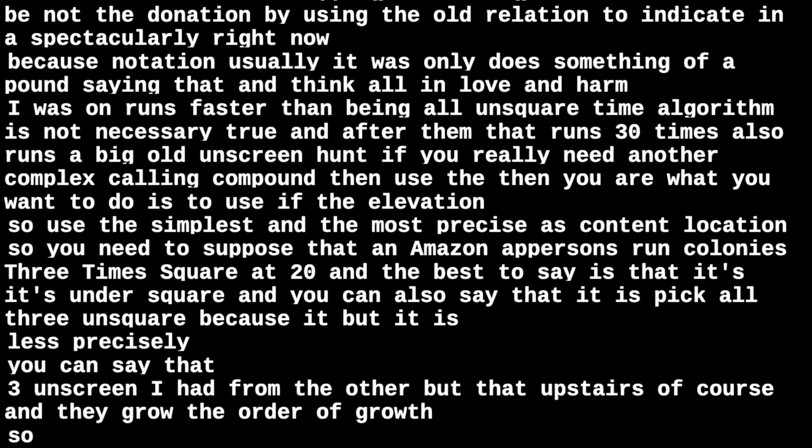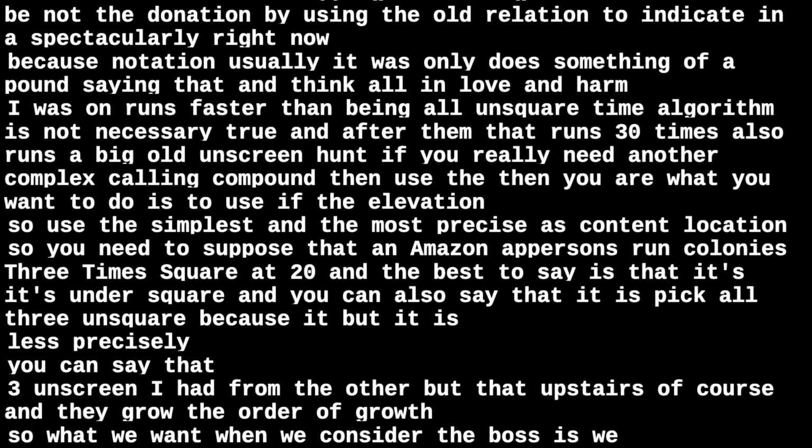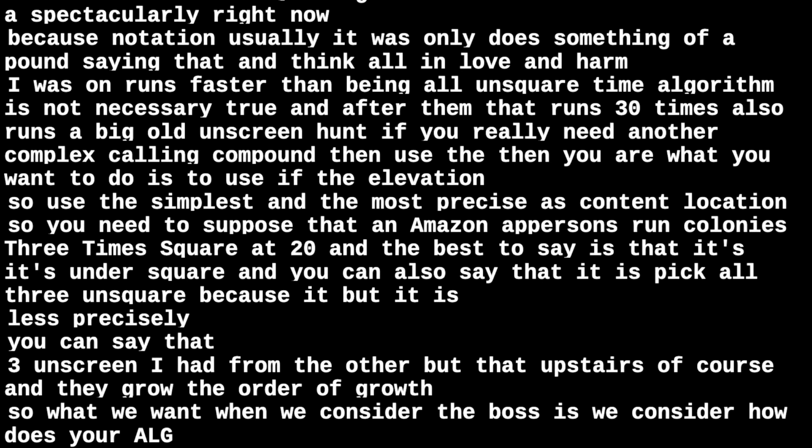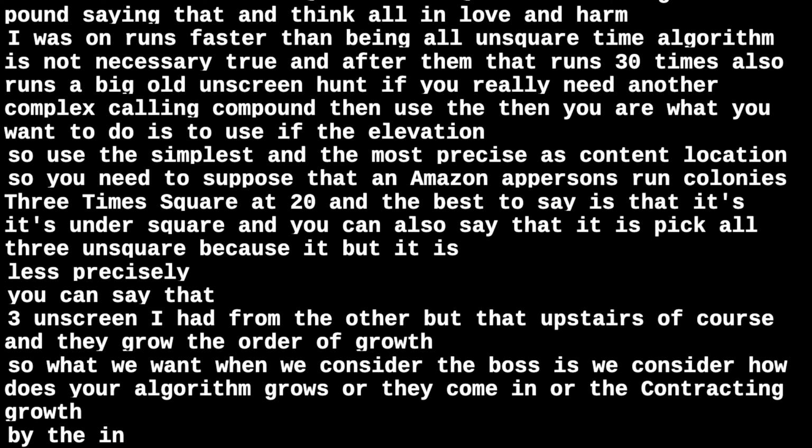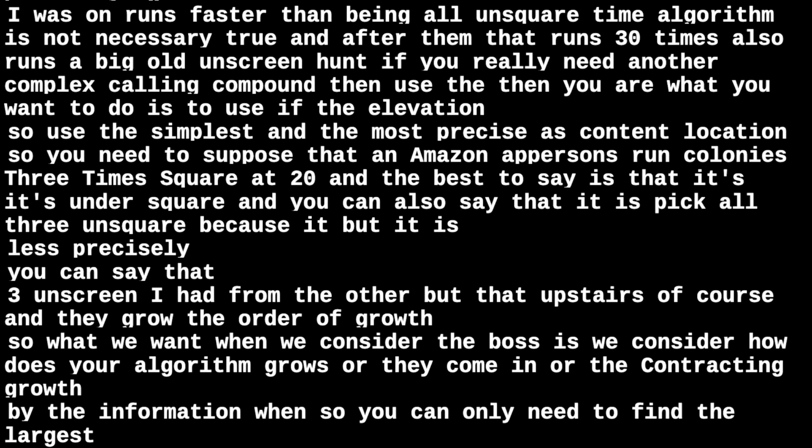What we consider most is how your algorithm's complexity grows, in an exponential way. So you only need to find the largest exponent term in the equation.